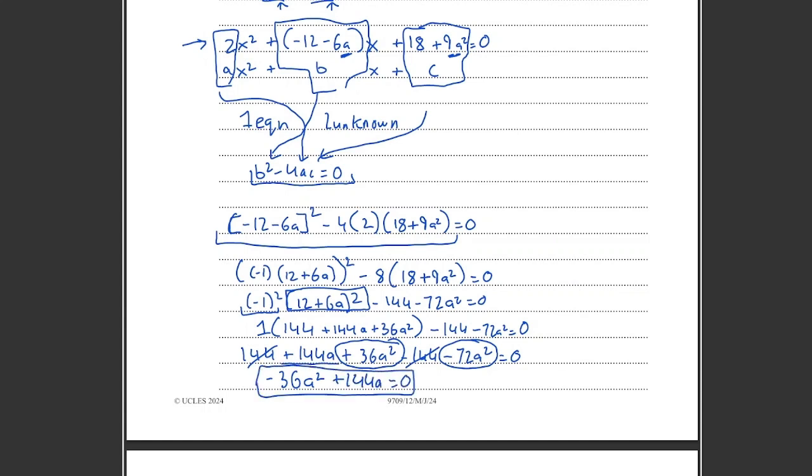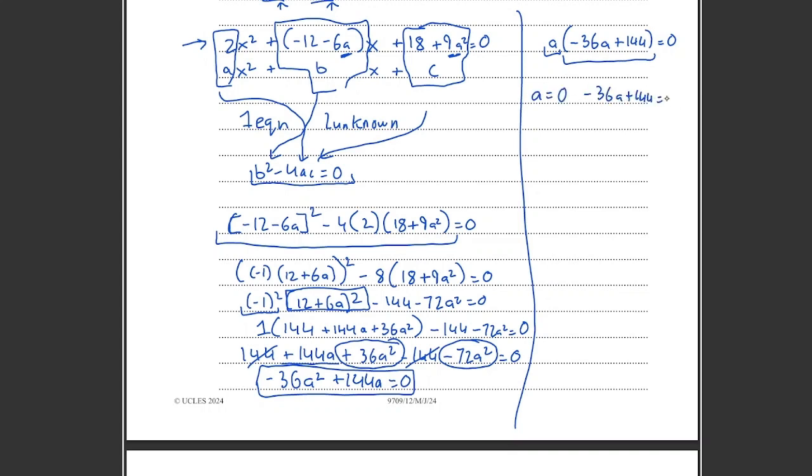So now what I can do is I can basically factor this equation. I'm going to do it over here. So I can take the a common. So it's going to be a times negative 36a plus 144 equals 0. So all I did is I just took the a out as common. So now this thing is going to be equal to 0, and this thing is going to be equal to 0. So a is equal to 0, and negative 36a plus 144 is going to be equal to 0.